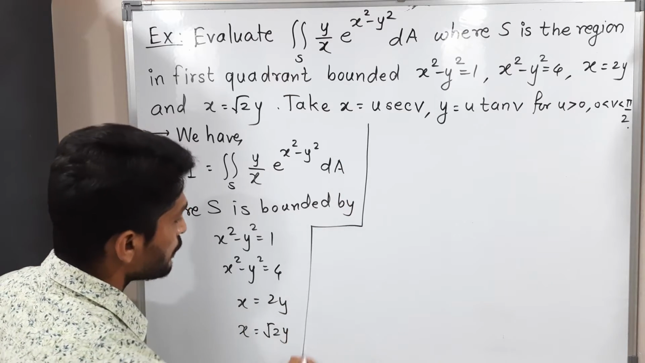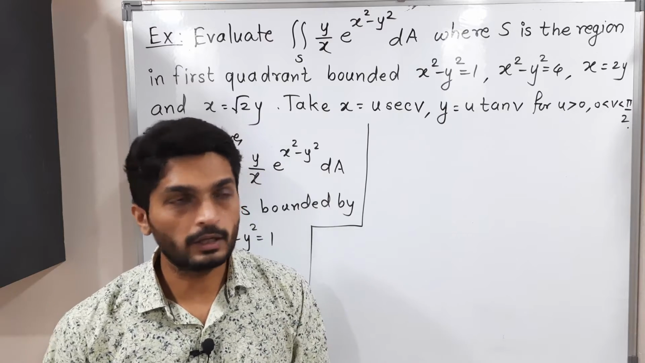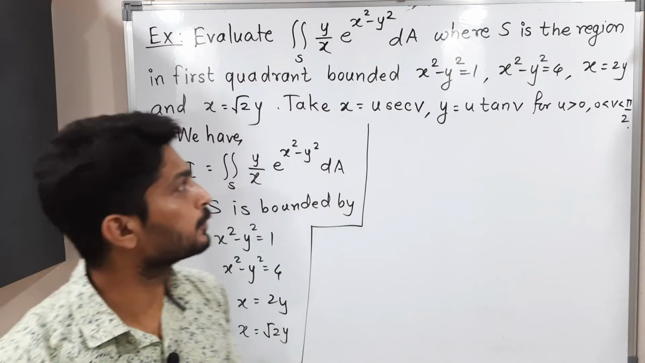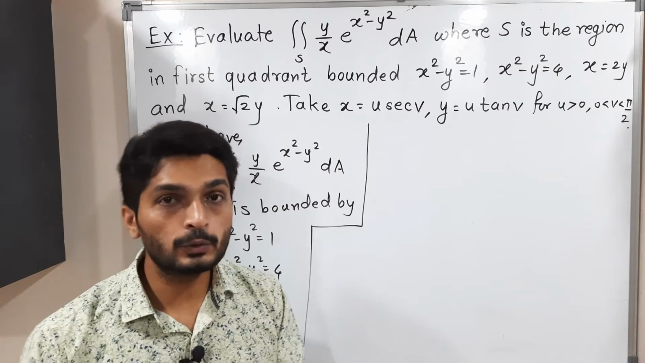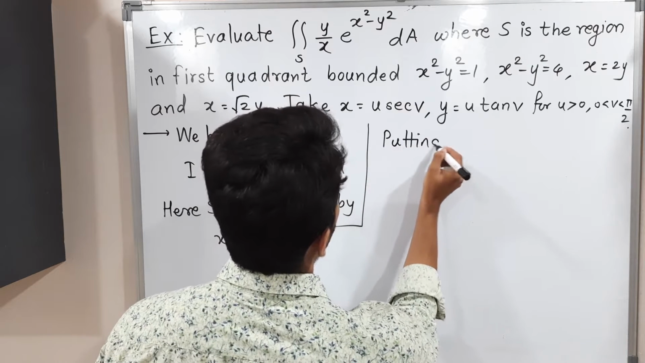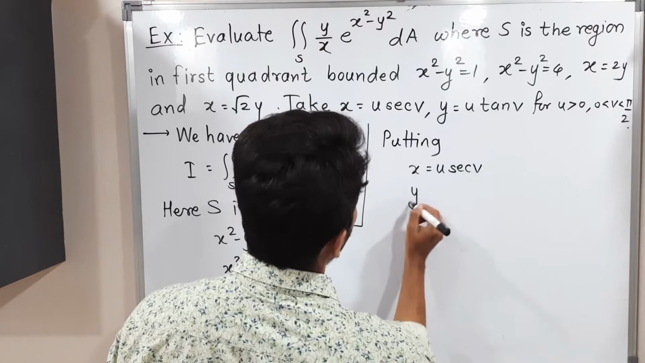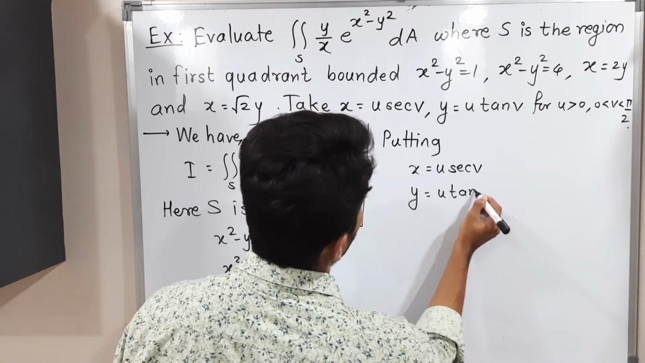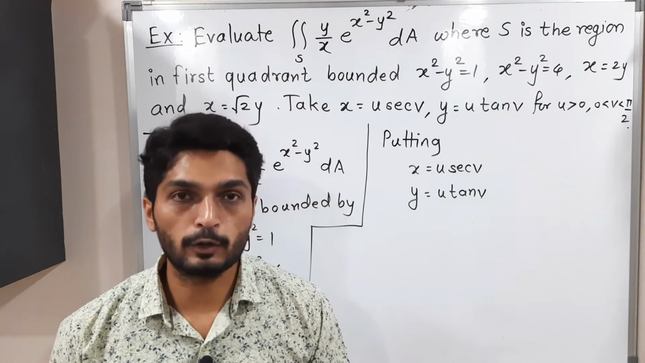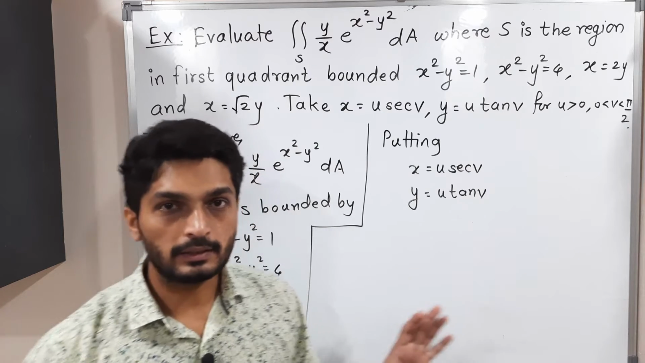After that we have to convert this problem into uv terms. See here, they have given the substitution. What we have to put? We have to put x is equal to u sec v and y is equal to u tan v. Let us do that. Putting x is equal to u sec v and y is equal to u tan v. After putting, our first task is to find the Jacobian. So let us find the Jacobian first, then we will convert the problem in uv.